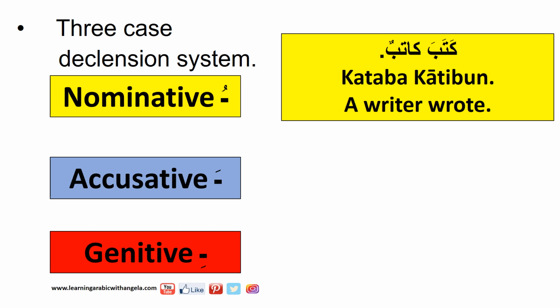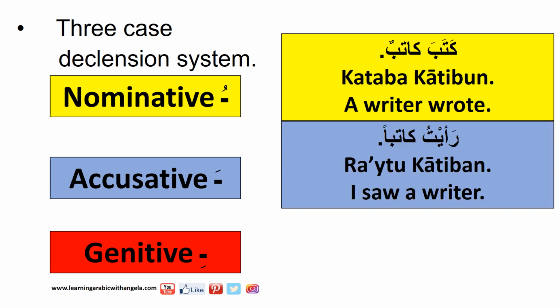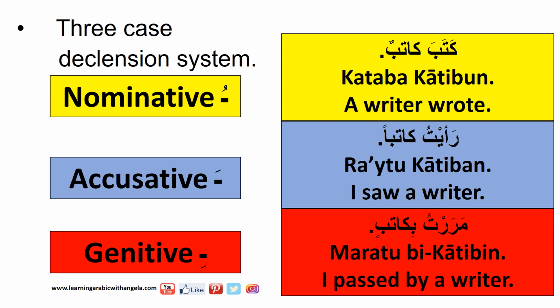رأيت كاتبا. Katiban is in the accusative case marked by double fatha. I saw a writer. Hence, katiban, writer, is the object of the sentence and is in the accusative case. مررت بكاتب. Katibin is in the genitive case marked by double kasra. I passed by a writer. So we have a genitive particle that preceded katib, which is be katibin.